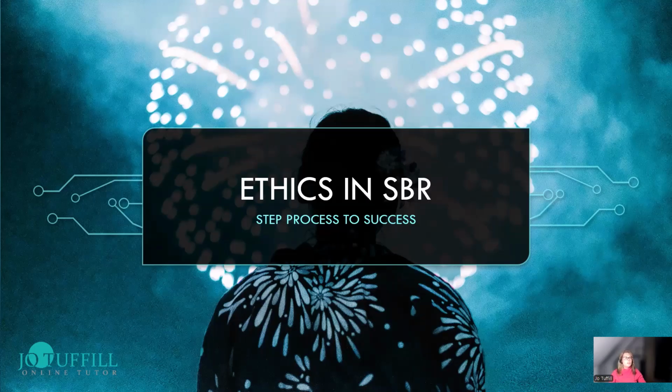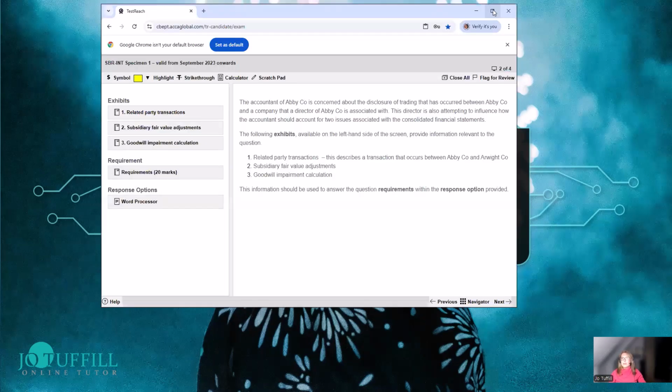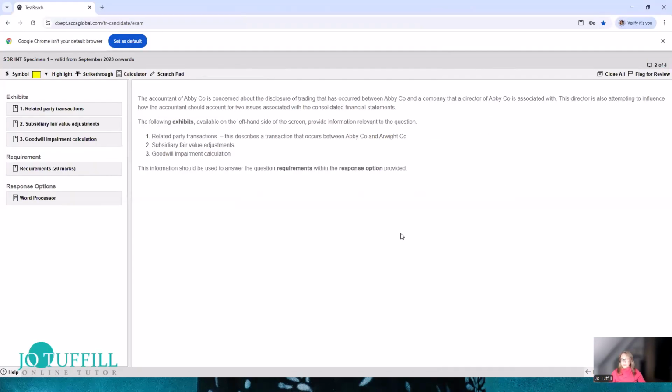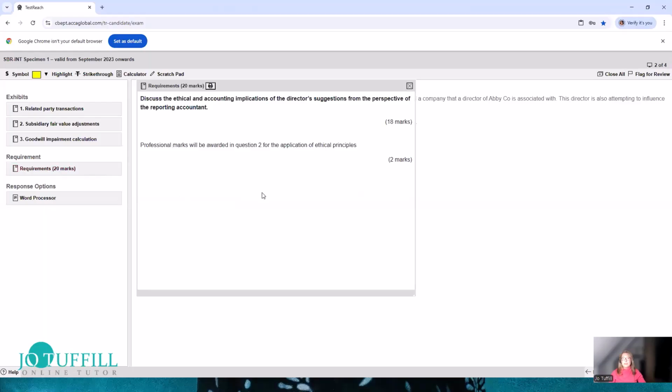I just wanted to show you the question, though, on the practice platform. So here it is on the practice platform, and this is how you need to approach it. You can see you'll have the requirements here, which tells you the ethical and accounting implications. So this is what leads your answer. You need to lay out the accounting implications and the ethical, 2 separate parts of the question. 10 marks, 10 marks.